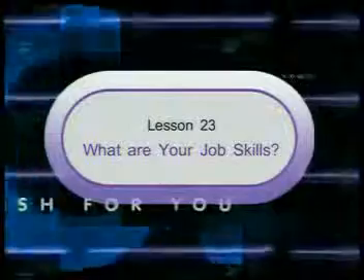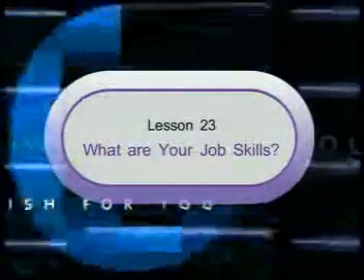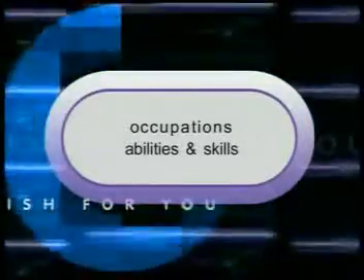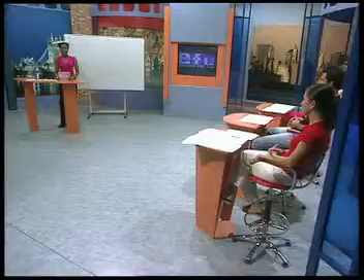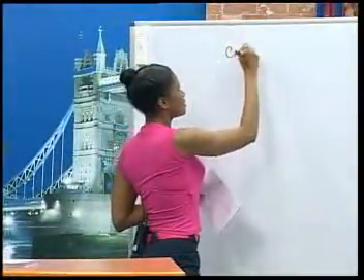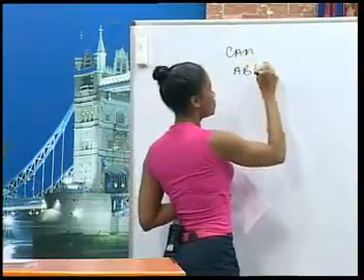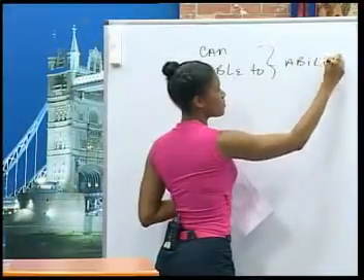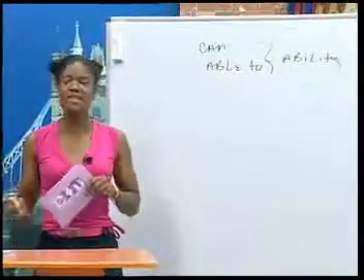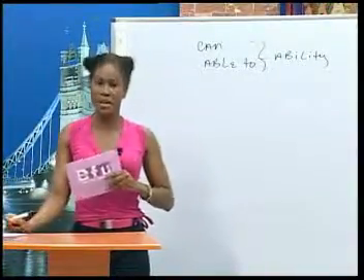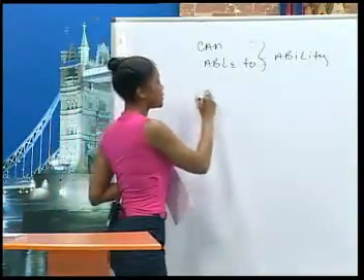Lesson 23. What are your job skills? Occupations, abilities and skills. Hello everyone. Today we are going to review can and able to for ability. So can and able to both express ability. We will also review the present continuous tense. Finally, we will learn some new ing nouns, also called gerunds.